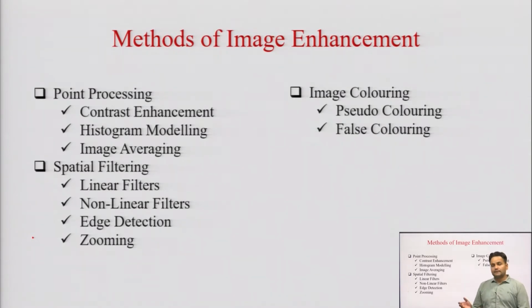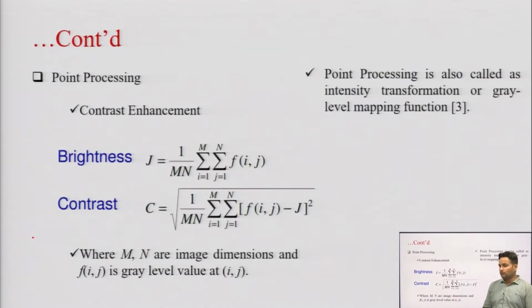After that, another method of enhancement is image coloring. Pseudo coloring is one type of this method, and another one is false coloring. These two kinds of coloring are present in image enhancement, as the third type of method. So, let us talk about them one by one.